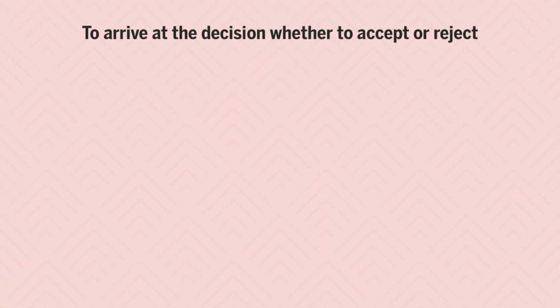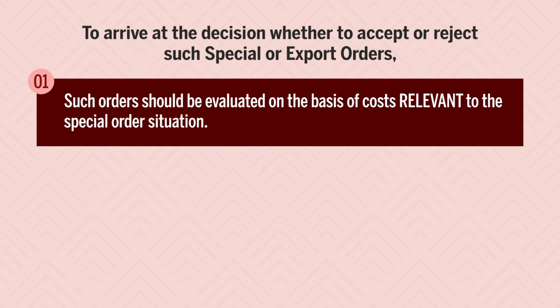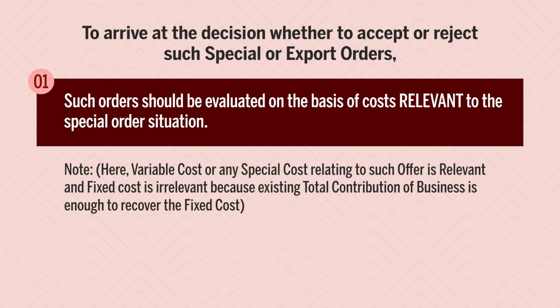Generally, to arrive at the decision whether to accept or reject such special or export orders, they should be evaluated on the basis of cost relevant to the special order situation. I told you cost relevant means variable cost or sometimes a special cost. Special cost means what? Sometimes we receive offers from foreign countries, so we are supposed to incur expenditure on special kind of packaging. So that will be our special cost. So variable cost as well as special cost will be considered as relevant cost, while fixed cost is considered as irrelevant cost for such a situation.